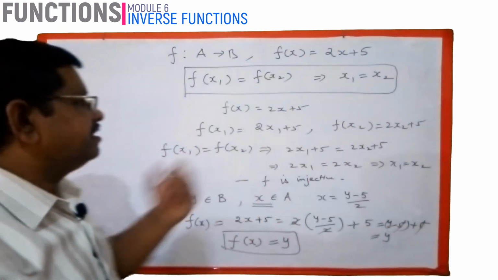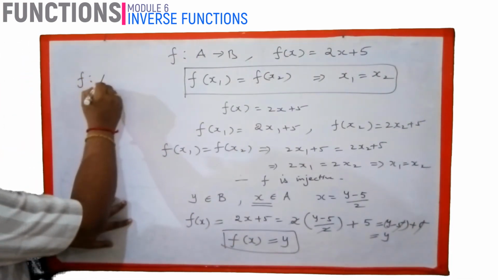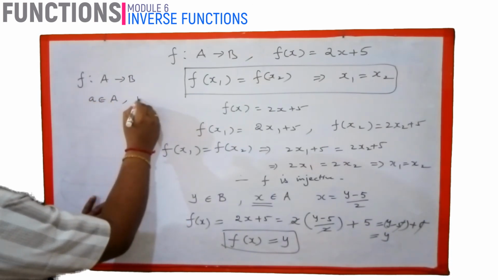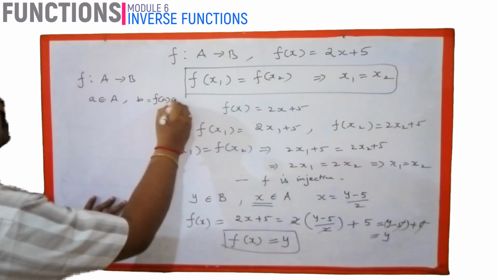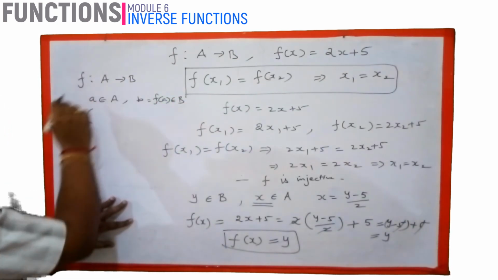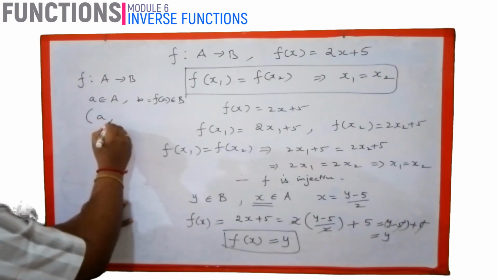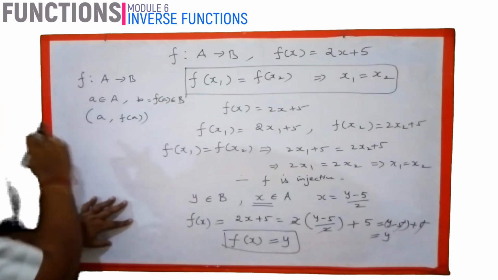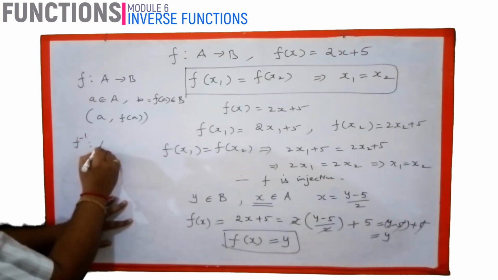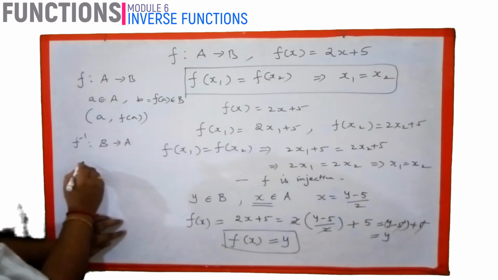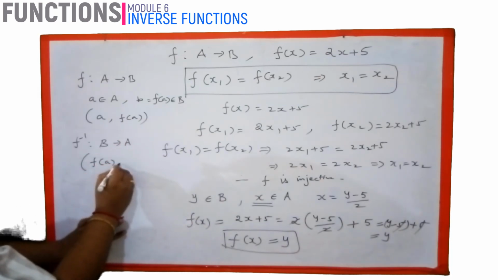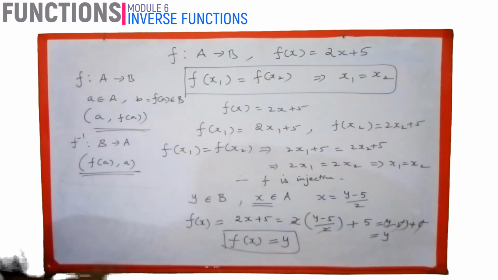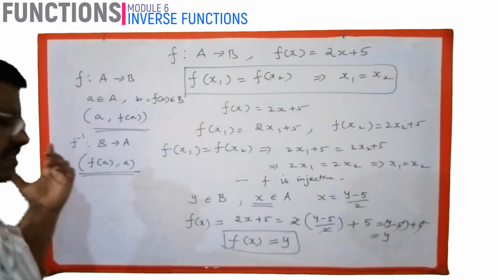Now once again I will take the example. The function f is from A to B. Here a is an element of A and f of a is an element of B. So all the ordered pairs in the function are of the form a comma f of a. Whereas f inverse is the inverse function which is from B to A. So the elements are f of a comma a. So these two are the differences between the function f and the function f inverse.